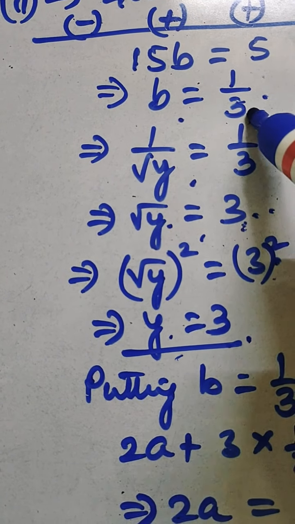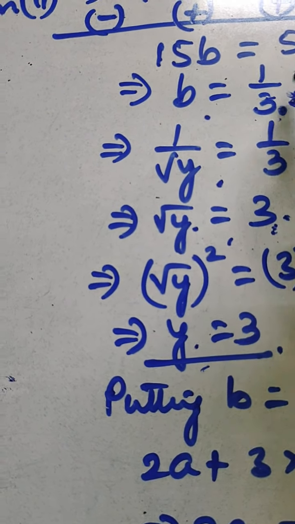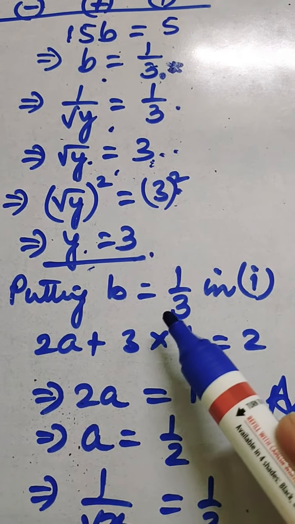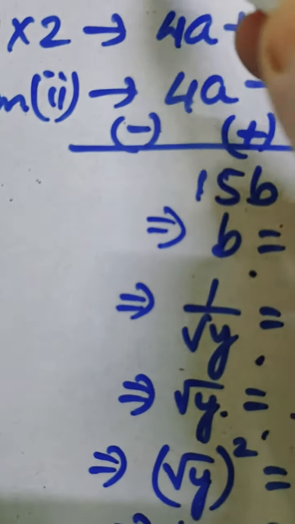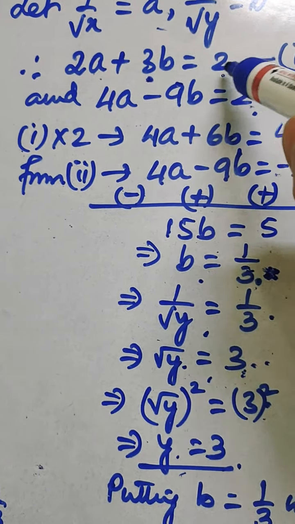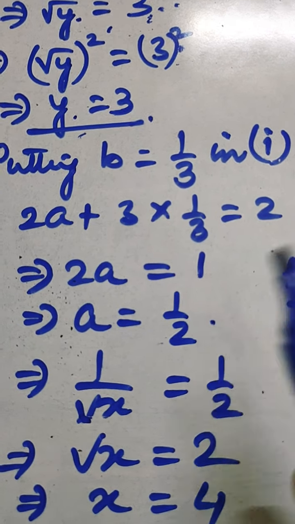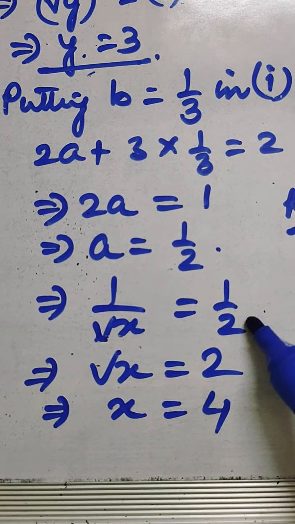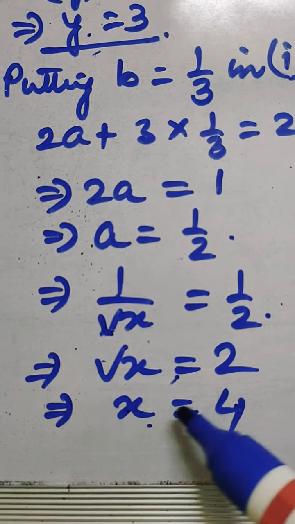Now when you got b equal to 1 by 3, you substitute this value in any one of these equations. So we have substituted b equal to 1 by 3 in equation 1. That will give you 2a plus 3 into 1 by 3 equal to 2. Thus we got a equal to 1 by 2. Then what was your a? 1 by root x. So that gives you 1 by 2. We took the reciprocal, again we squared both the sides. So that gives you x equal to 4.